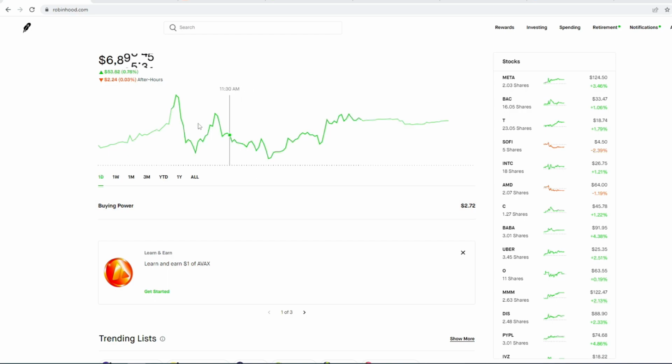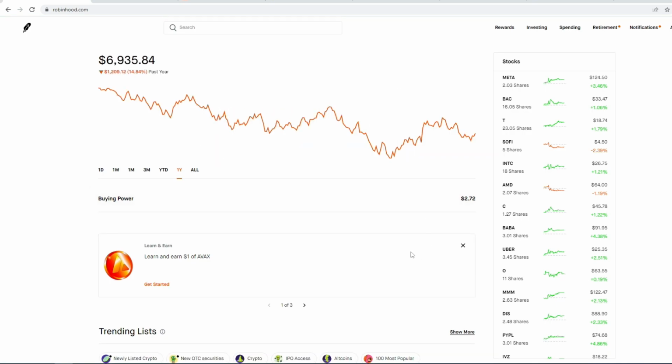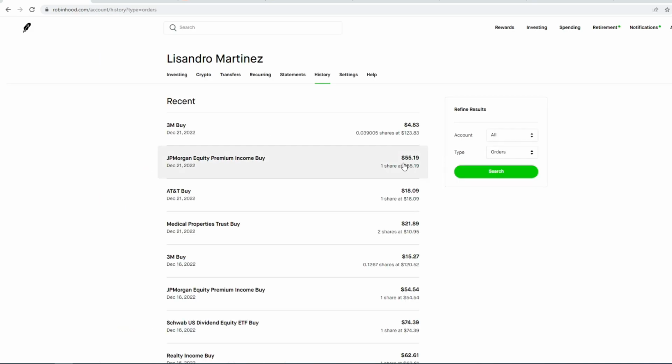Starting off, we have my Robinhood stock account, which is my dividend account, sitting at $6,935. Now, this hasn't changed a lot from last time, but I am down more overall in the year, about 14% than I was before. And I have been adding to some positions, which I'm going to show you in a second. As you can see, here are the buys I had on the month. So I bought $4.83 of 3M. It's not a lot. I just had that extra cash sitting in my portfolio, so I decided to add to the position. I bought one share of JP Morgan's equity premium income.